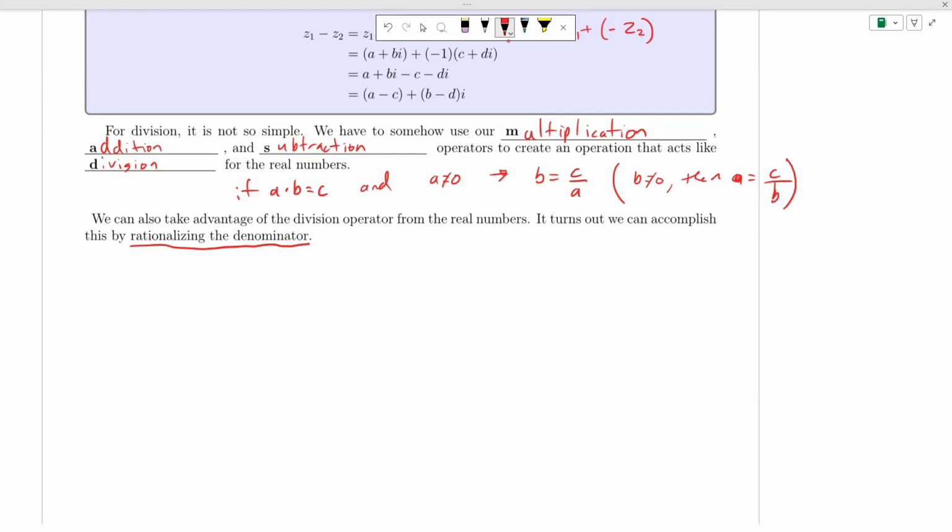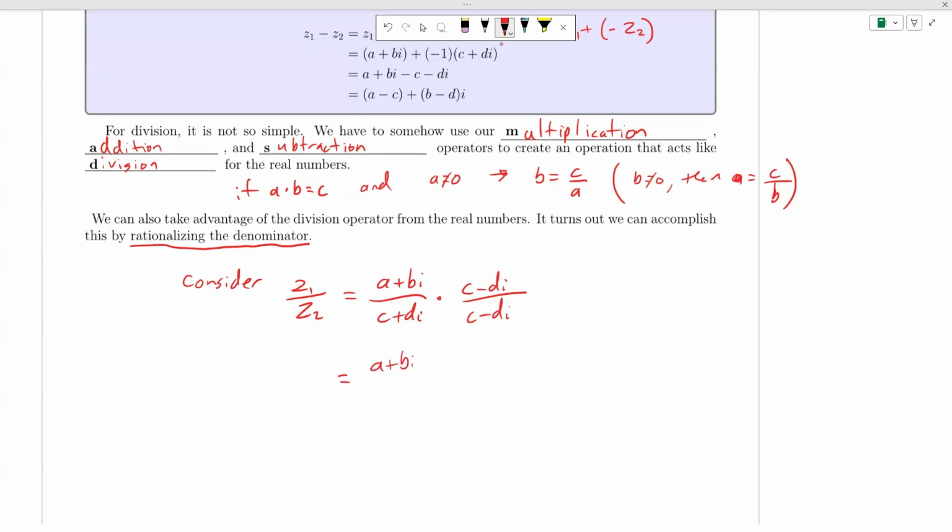So consider Z1 over Z2 equaling A plus BI over C plus DI. I want to somehow make this denominator a real number. And to do this, I'm going to multiply by C minus DI over C minus DI.